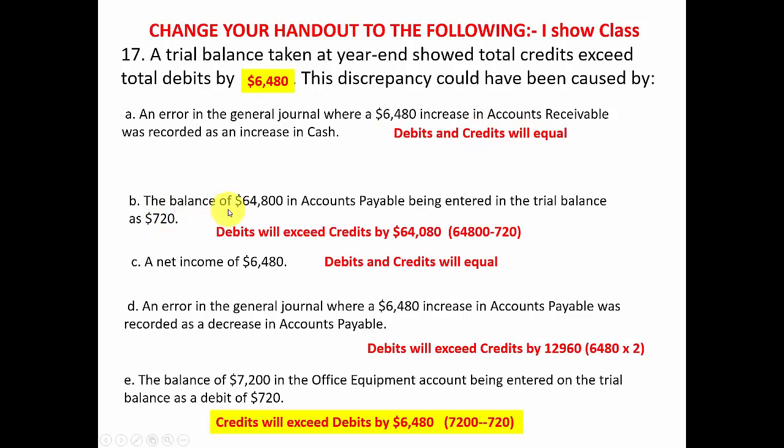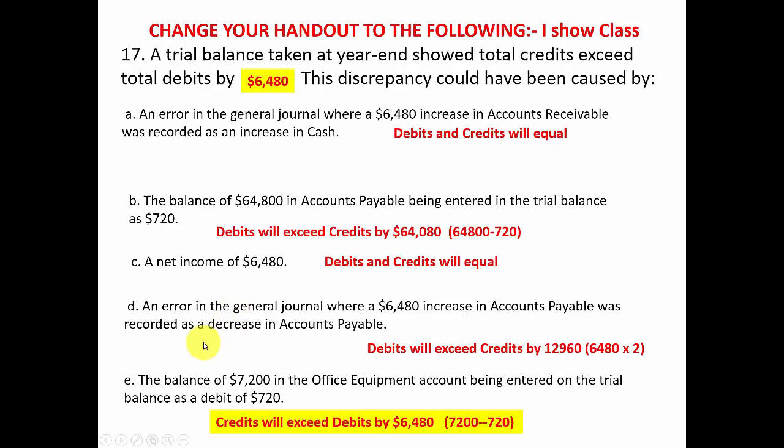B, the balance of $64,800 in accounts payable being entered in the trial balance as $720. Well, that difference is going to be a $64,080 difference, so this is not the answer either, because all we're off is $6,480, not $64,080. C, a net income of $6,480. Well, net income, if it's right, which we have no reason to believe it's not right, still would give you equal debits and equal credits. So that has nothing to do with why we're out of balance by $6,480.